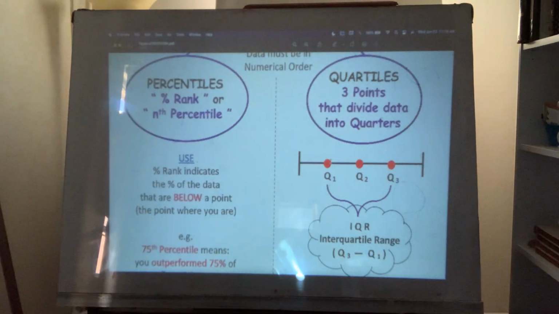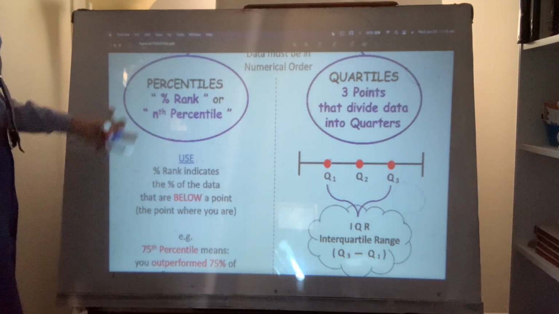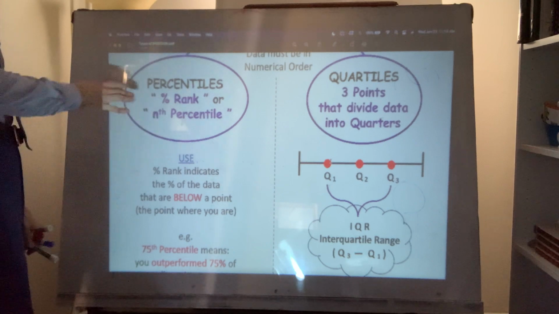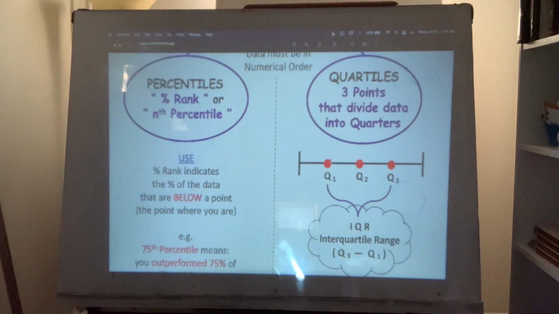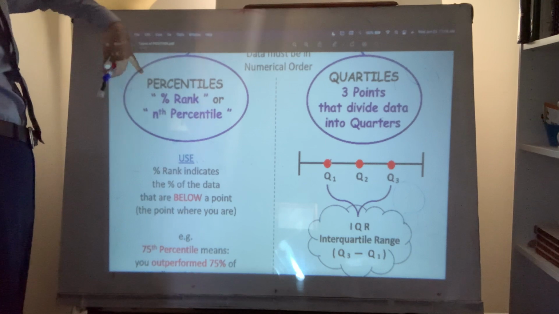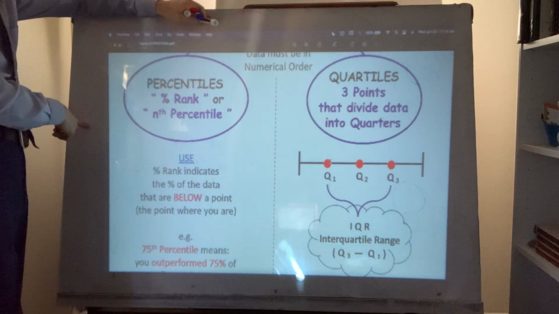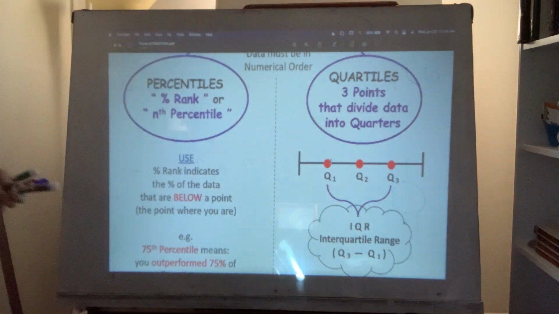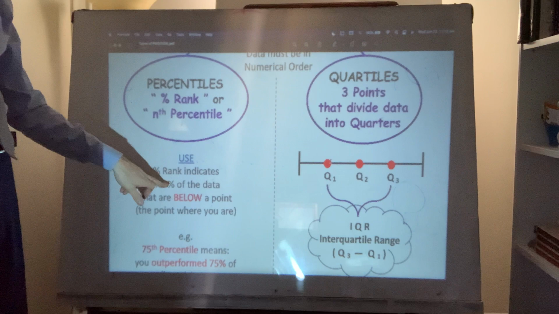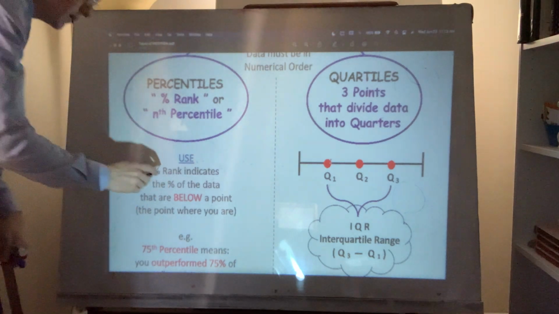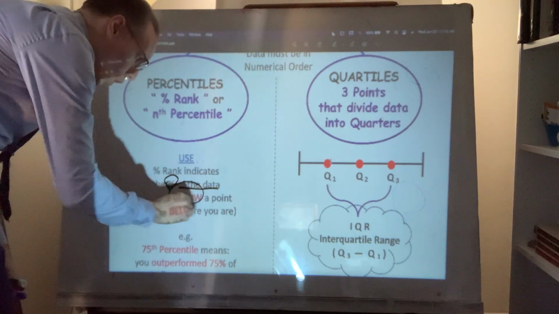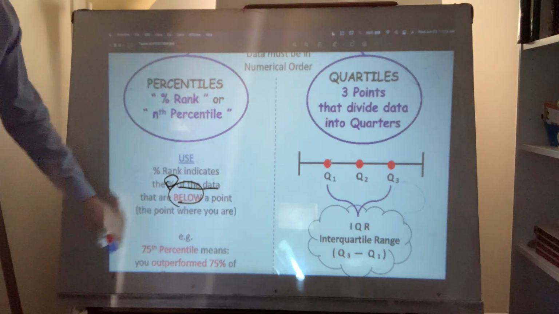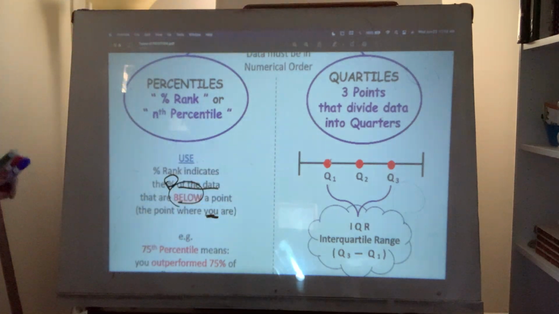You've probably heard about this when you took some kind of standardized test, at least in the United States. Somewhere in K through 12, you likely had a test, and they said 79th percentile, what have you. The alternative names for percentiles are percent rank, or such and such nth percentile. Percent rank indicates the percent of the data below a point, the point where you are.